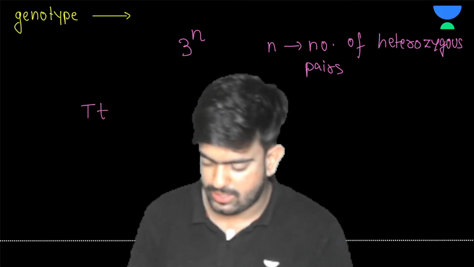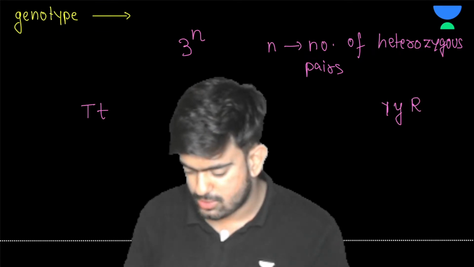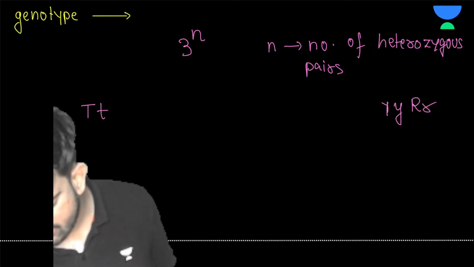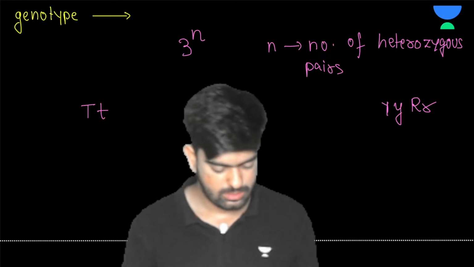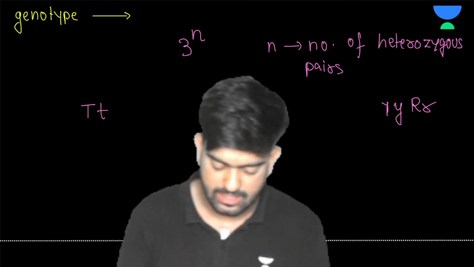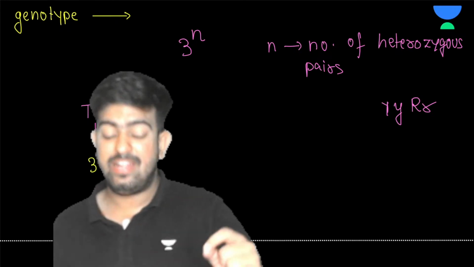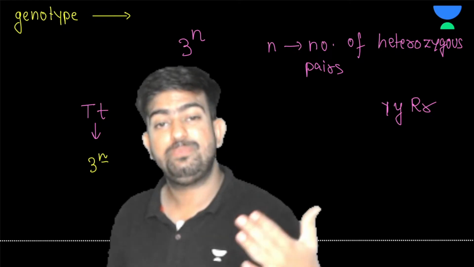Capital T, small t, capital Y, small y, capital R, small r. Okay, let's do this question. So how are we going to solve this? We are going to solve it with the help of the formula, which is 3 to the power n. What's the value for n here? How many heterozygous pairs can you see?